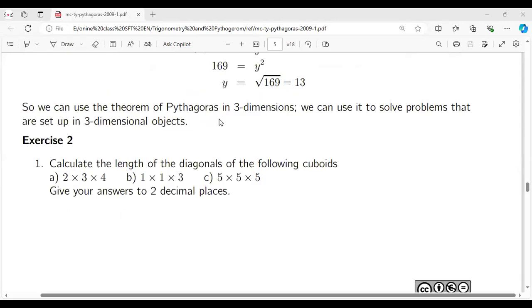And here is another example, exercise 2, right? Calculate the length of the diagonals of the following cuboids. These are the length, width, and the height of the cuboid. So you can determine the diagonal length of the cuboid, and you can give the answer up to 2 decimal points.